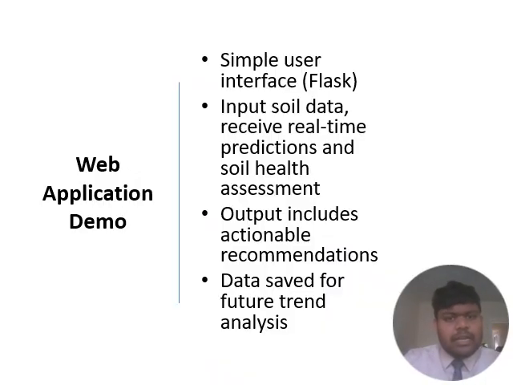To make this tool accessible, I developed a web application using Flask. The user simply enters soil data and the system instantly provides predictions and assessments for soil health. The tool also generates actionable recommendations, for example, suggesting organic amendments or crop rotation when needed. All data is stored so users can track changes over time. This bridges the gap between advanced data analysis and real-world decision making for farmers and researchers.